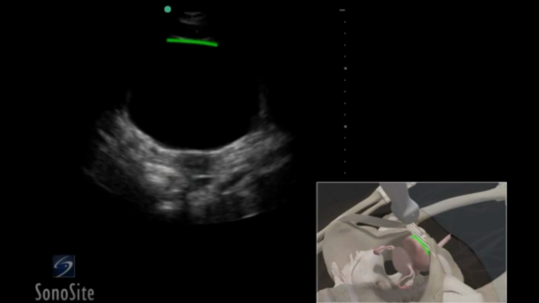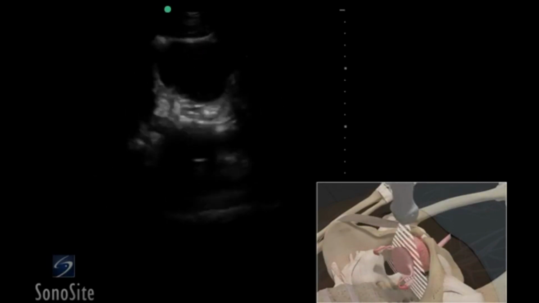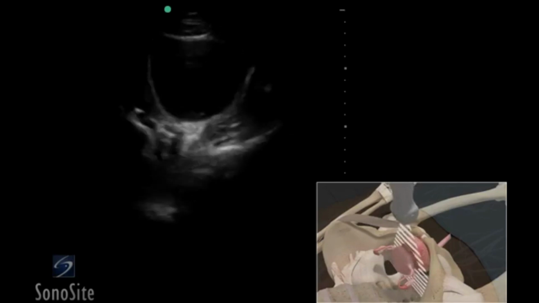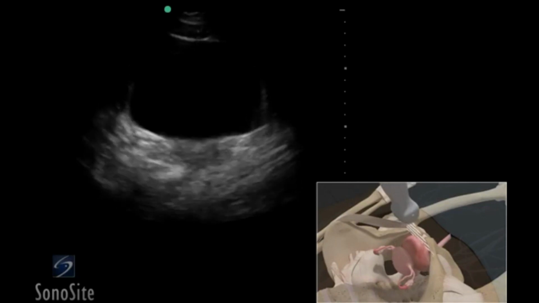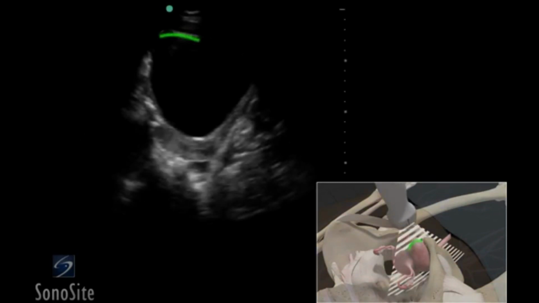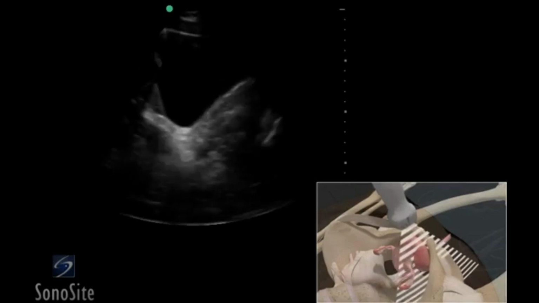To evaluate the pelvis for free fluid, sweep the transducer from an inferior to superior position. Fluid will appear hypoechoic or anechoic and accumulate posterior to the bladder, posterior to the uterus, and between loops of bowel. To obtain a long axis view, rotate the transducer 90 degrees with the orientation marker pointed toward the patient's head. Sweep the transducer across the pelvis from left to right to evaluate the pelvis for free fluid.